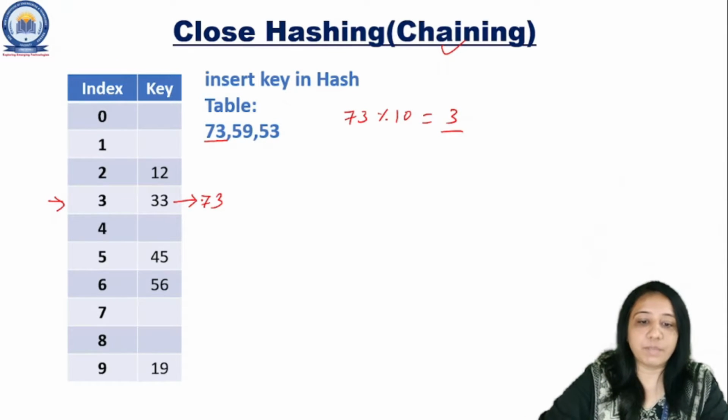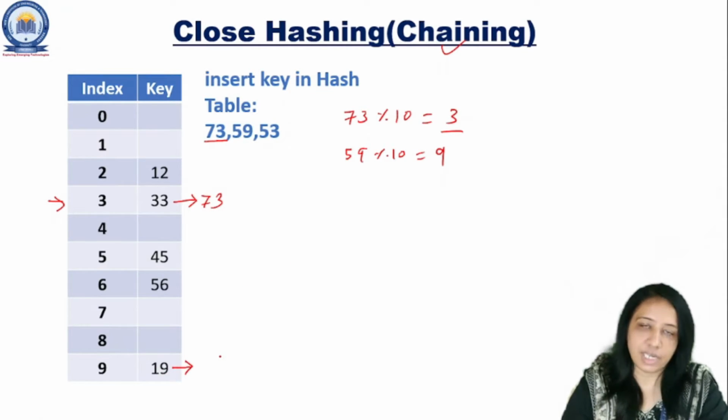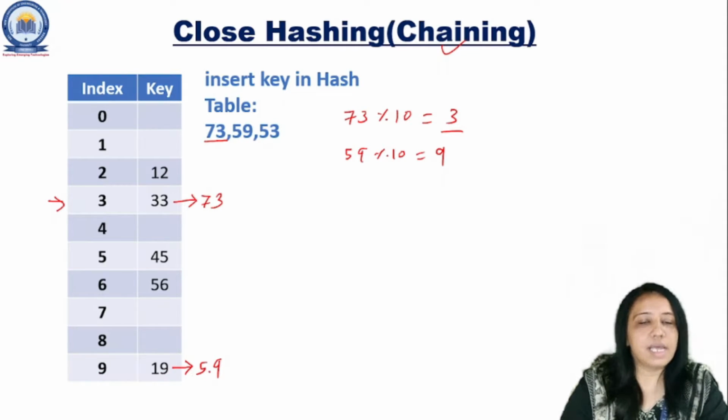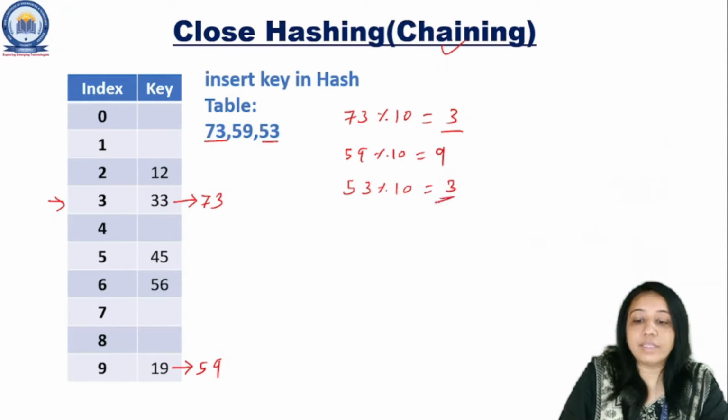The next key is, suppose, 59. For 59 modulo 10 we get 9, but some data is already stored at that location, so again a chain will be formed. It is kind of a linked list generated at particular index 9: 19, 59. If you find another value, again it will be added to the chain. Next is 53. 53 modulo 10 again gives 3.